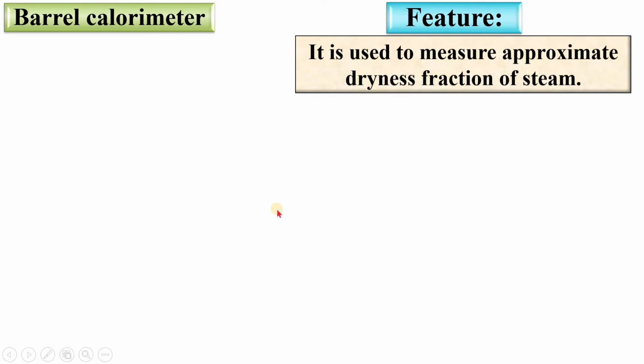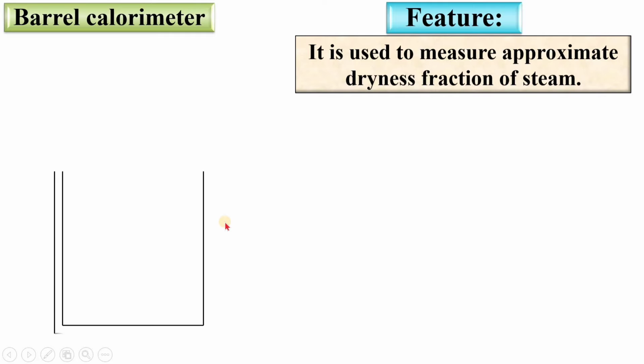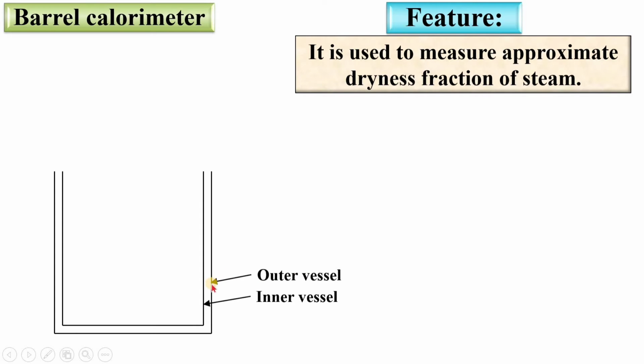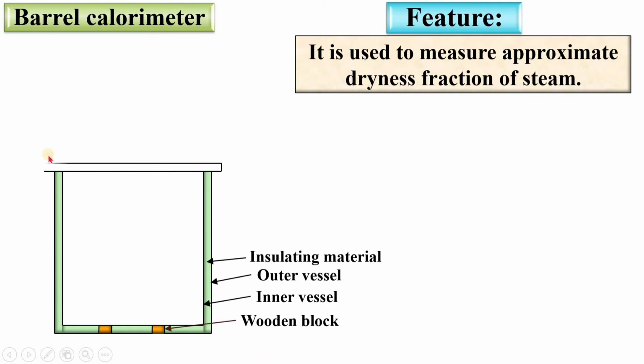Look at over here carefully so that you can draw the same thing in the examination. So this is the first outer vessel and inner vessel. So you can say it is the inner vessel and this one is the outer vessel. And these both vessels are separated by the wooden block. So these two are the wooden block. So I can write over here wooden blocks. And then the annular space is filled with some insulating material, and that is covered by cap. So you can say this is the wooden cover.